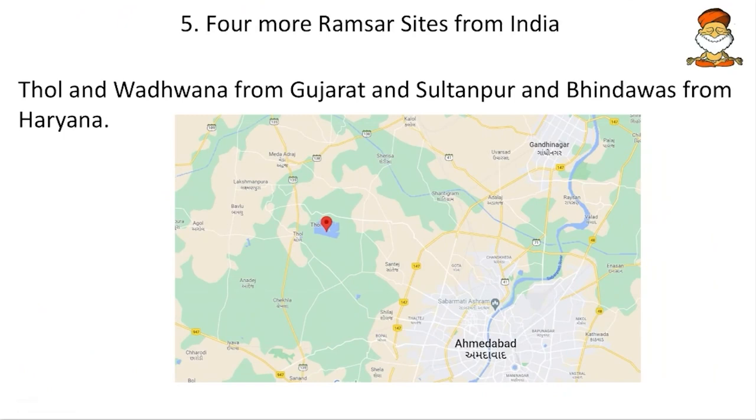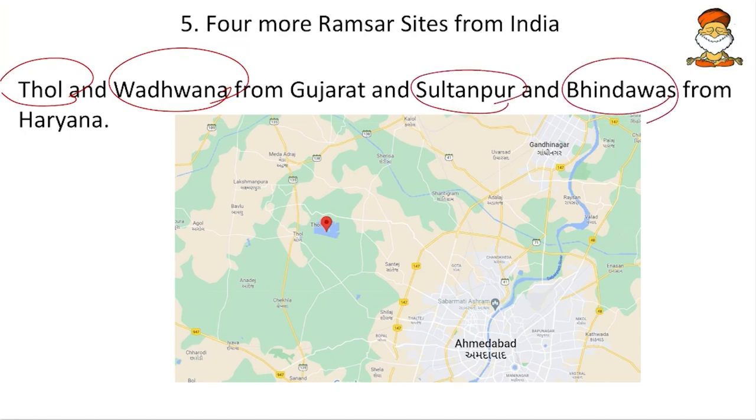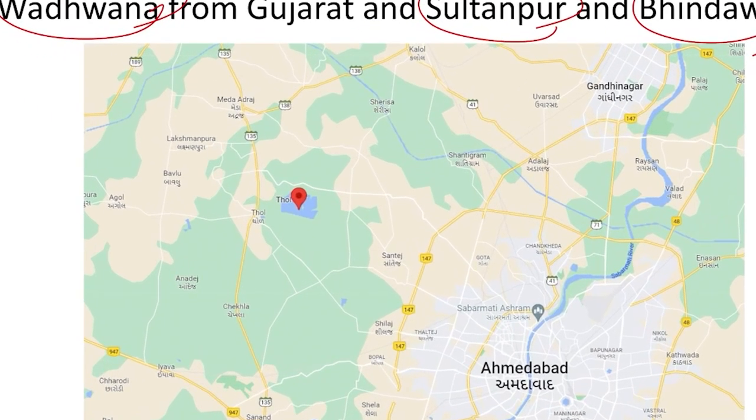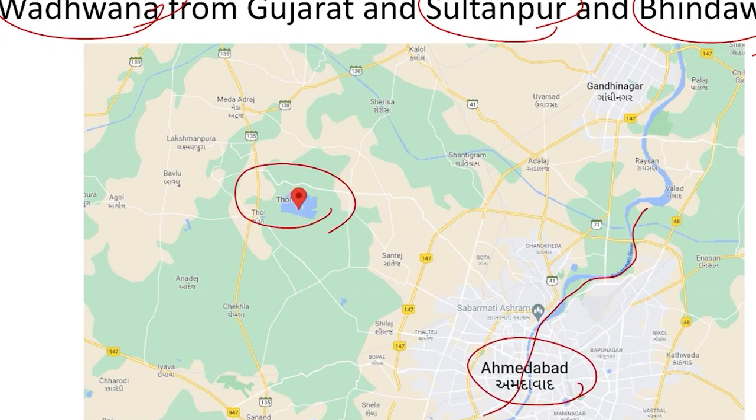So this year 4 more Ramsar sites were added from India. So what are they? They are the Thol and Wadhwana wetlands from Gujarat, and Sultanpur and Bindawas from Haryana. So here we have the Thol. Thol is very near to Ahmedabad, and the Sabarmati River flows very near to it.